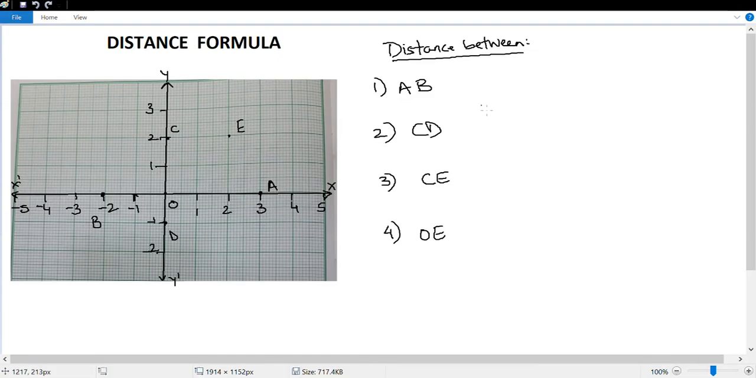Hi guys, let's start a new chapter. This new chapter is called distance formula. That's chapter number 28 in your textbook. So let's look at it. Before we solve questions, let's look at some basic concepts.